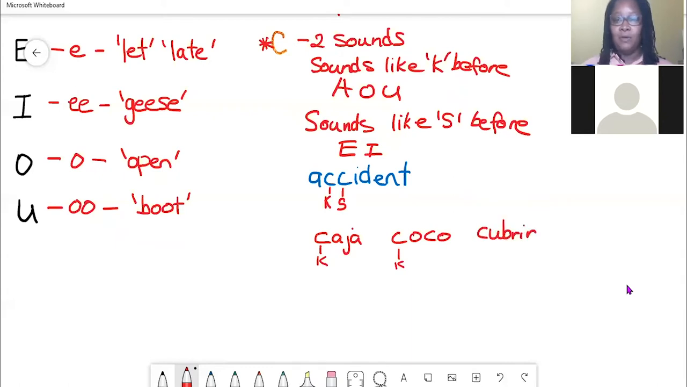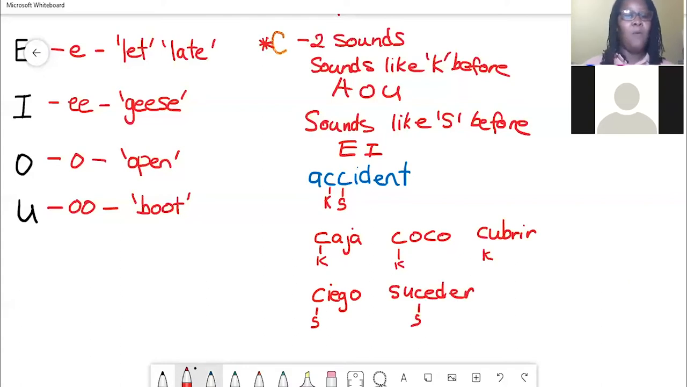You have that K sound coming out again. But then you have words like ciego. You have that S sound coming out. You have words like suceder. You have that S sound coming out. Now look at what is happening.